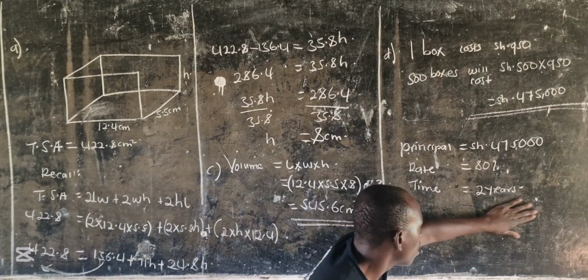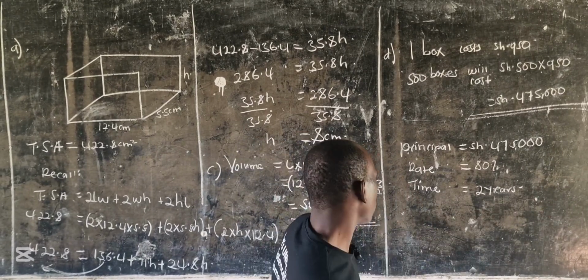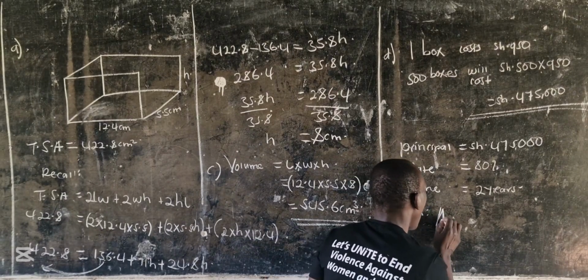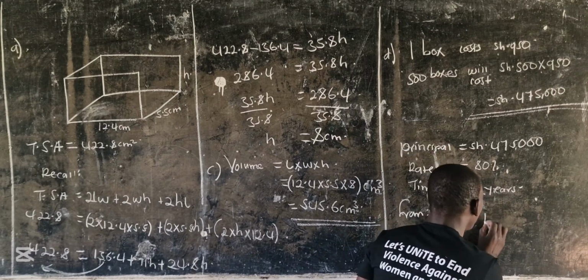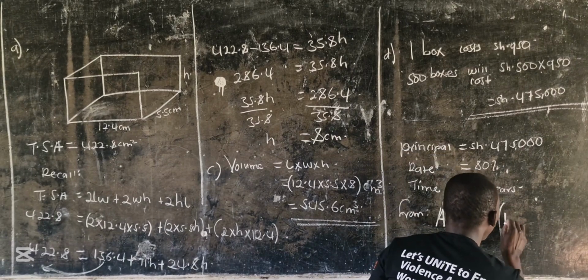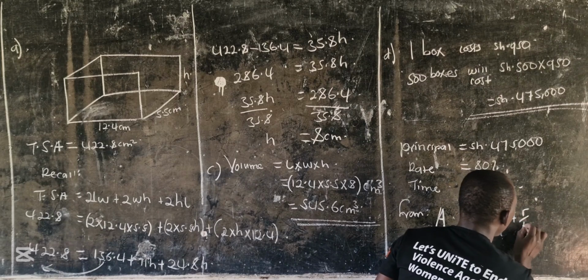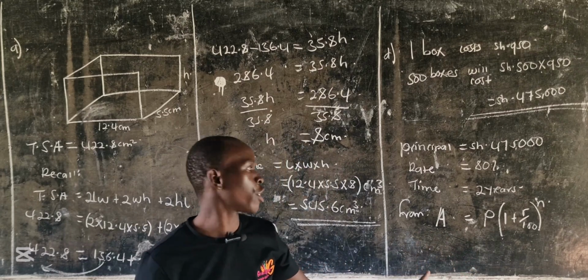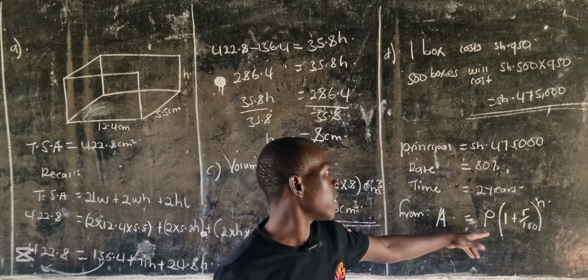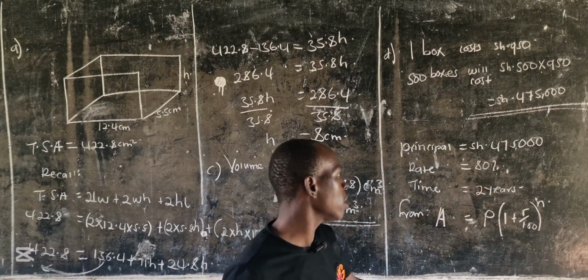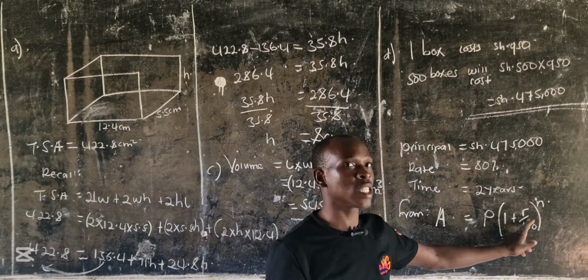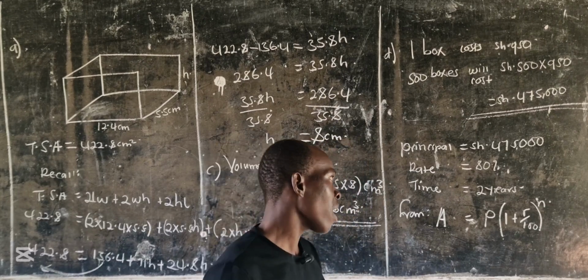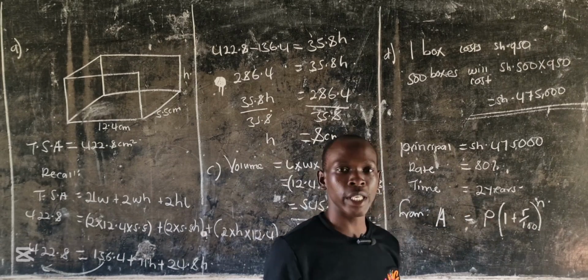If we use the formula of appreciation, the amount that we want is given by the formula principal times 1 plus R over 100, to the power N. This is the formula for appreciation, where P is the principal. In this case, the principal is 475,000. R is the rate, and N is the time taken, which in this case is 2 years.